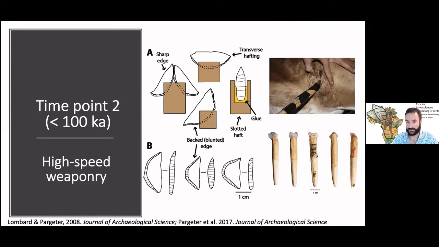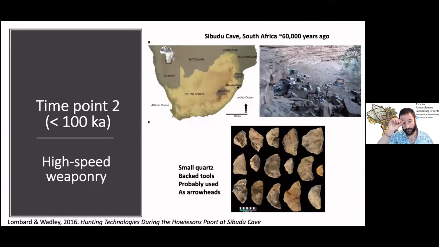In 2008, we began the first experiments to test this hypothesis that these tiny tools could be used as high-speed weapon components. And we tested these backed tools that you see depicted here. And they actually came out pretty well. They worked extremely efficiently and effectively at hunting animals. These are experimental animals in our case. So they proved experimentally that we could do this. Now the trick became finding the archaeological evidence that shows that people actually did this in the past. And that's what my colleagues Marlize Lombard and Lyn Wadley have done at sites like Sibudu Cave, where about 60,000 years ago, these tiny pieces of quartz were modified into small miniature backed tools.